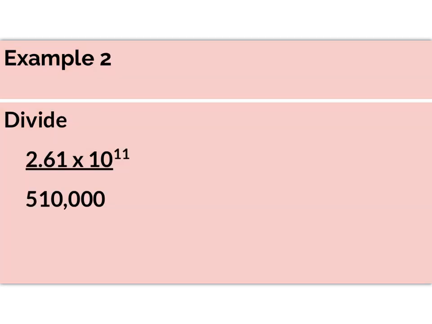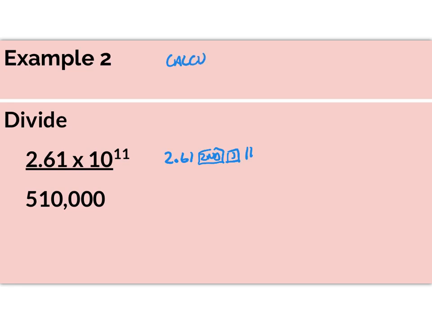So let's look at our second example. Divide 2.61 times 10 to the 11th by 510,000. So I'm just going to show you how to type this in. So 2.61 second comma, and these instructions are only for a TI-84. I believe if you use your calculator, you won't need that because there's a button on your calculator.